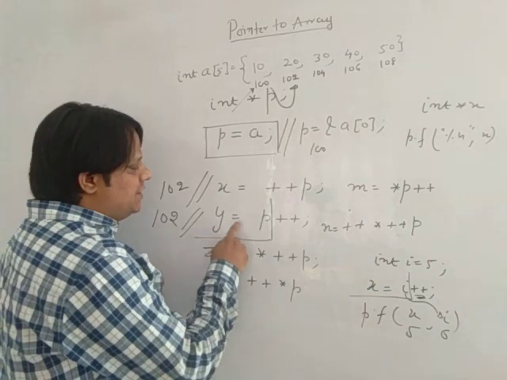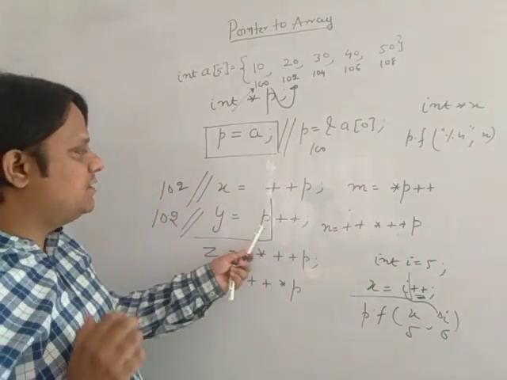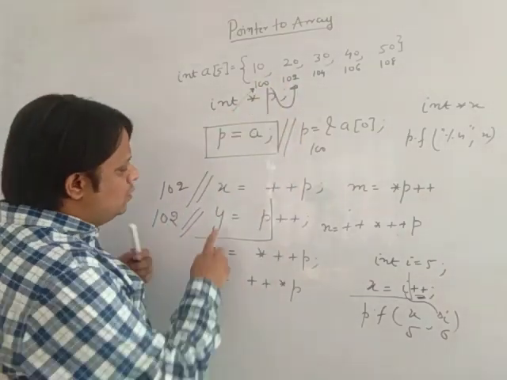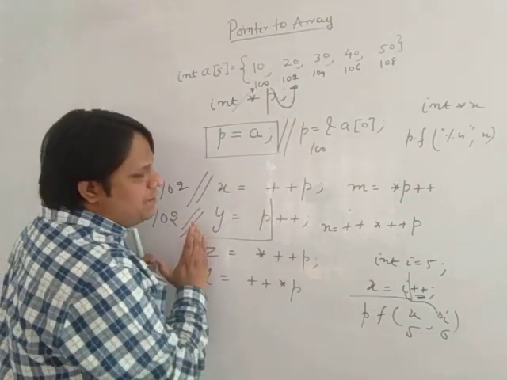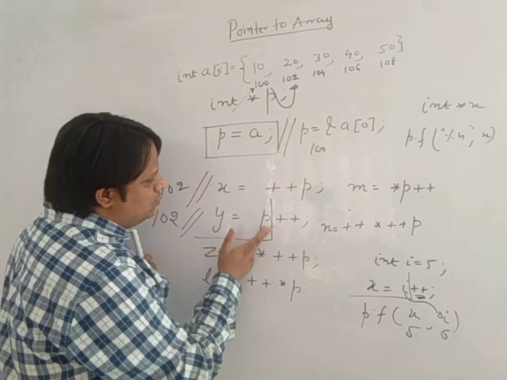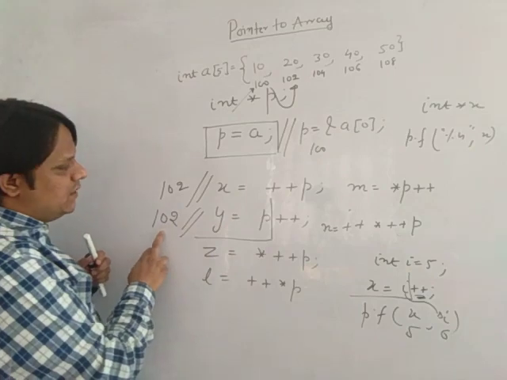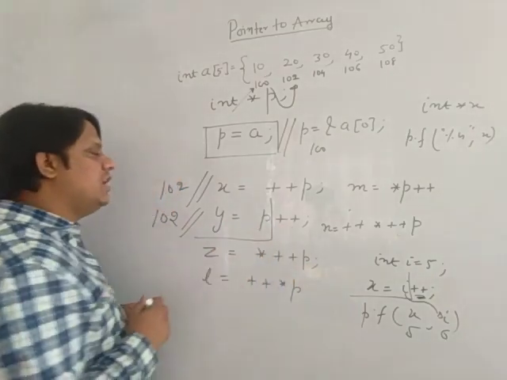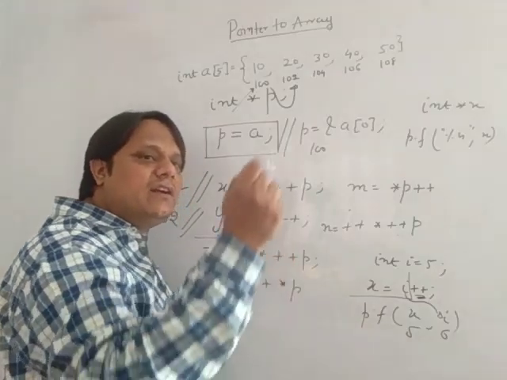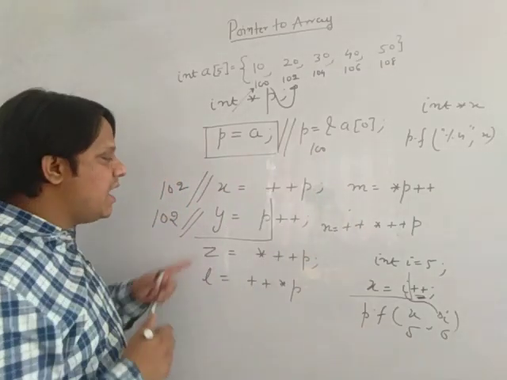We are writing y = p++, and because of the pre-increment, p is now pointing at 102. So y is only equal to p. This p is getting assigned to y, and since the value of p is 102, the value of y will become 102. And because of this post increment, if this p comes again anywhere in my program, its value will be incremented. Now where does p come again?